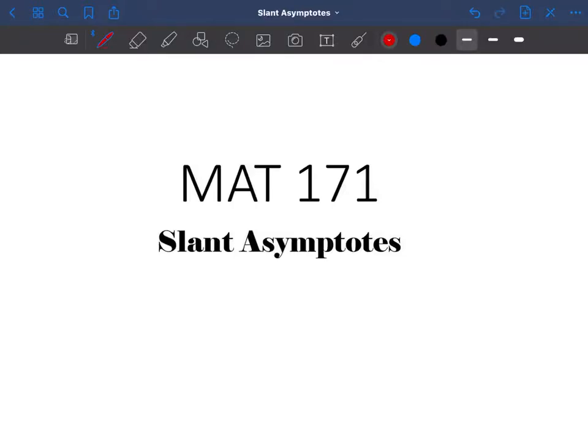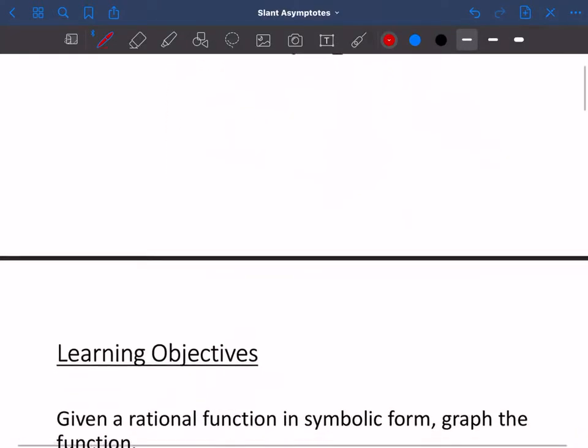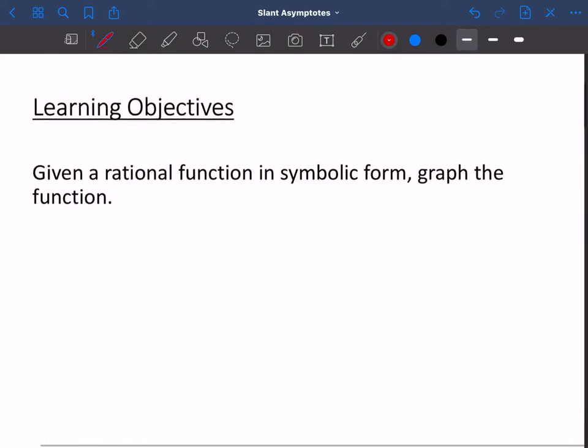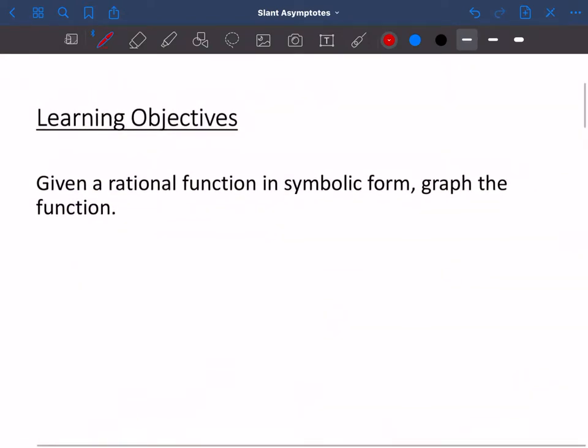We're going to be looking at slant asymptotes for this lesson. The learning objective: given a rational function in symbolic form, graph the function. Rational functions we looked at in more detail last unit.